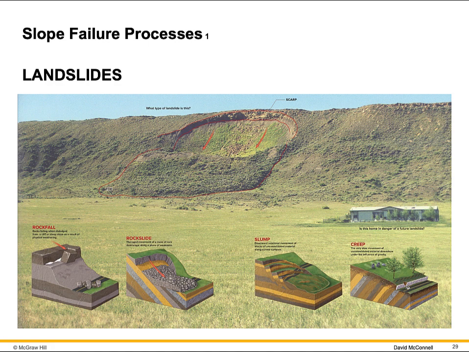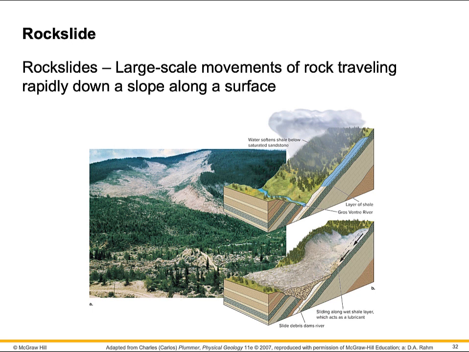A slump is represented here. That's the downward rotational movement of rocks of unconsolidated material along curved surfaces. Creep. The very slow movement of unconsolidated material downslope under the influence of gravity. Rock slides are large-scale movements of rock traveling rapidly down a slope along a surface.